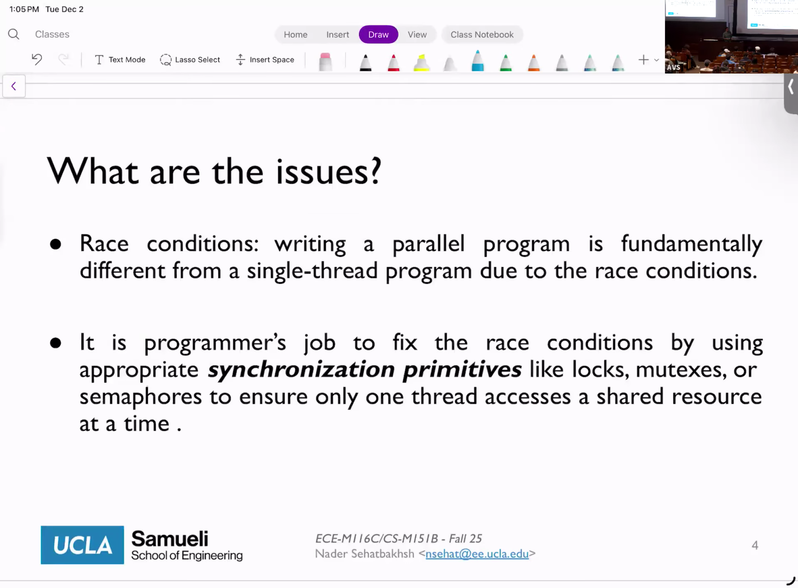The first is the race condition, that writing a parallel program is generally fundamentally different than single-threaded because of the timing. In order to fix this problem, this is, by the way, a programmer's job. So the programmer needs to understand the synchronization problem, these race conditions, and they need to use what we call synchronization primitives in order to fix this problem. Some of you probably have heard about locks, mutex, fences, semaphores, and so on and so forth. These are different types of primitives that we use in order to synchronize the cores. And this is the job of the programmer.